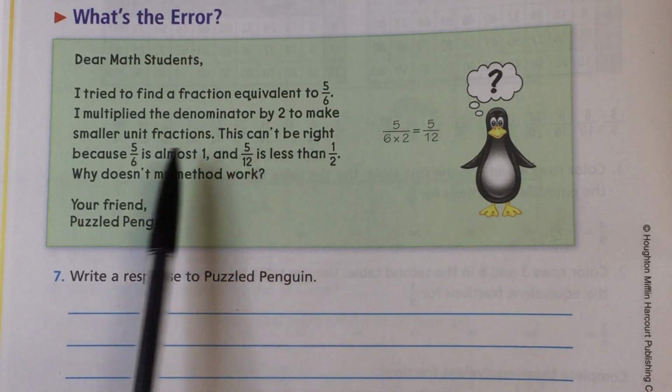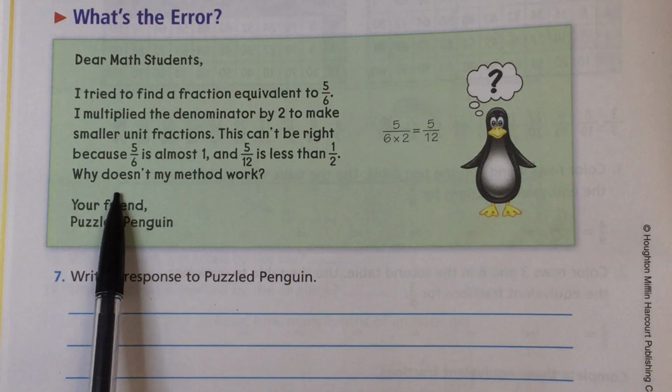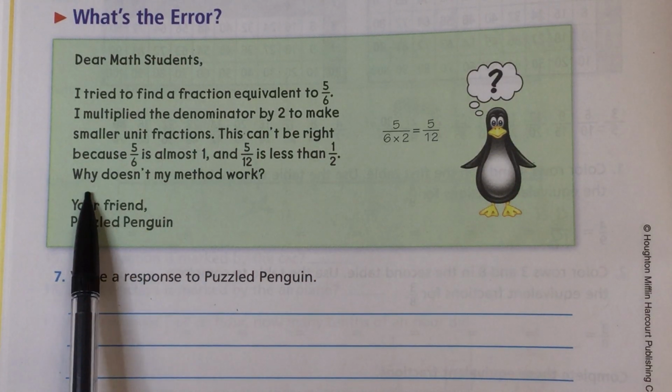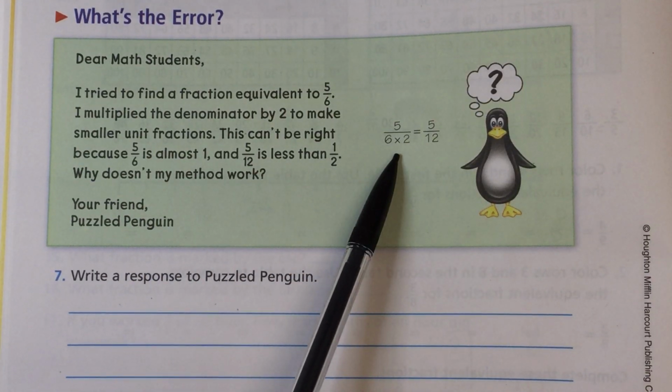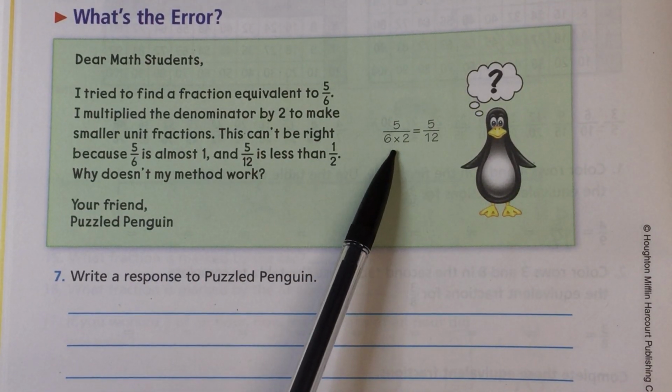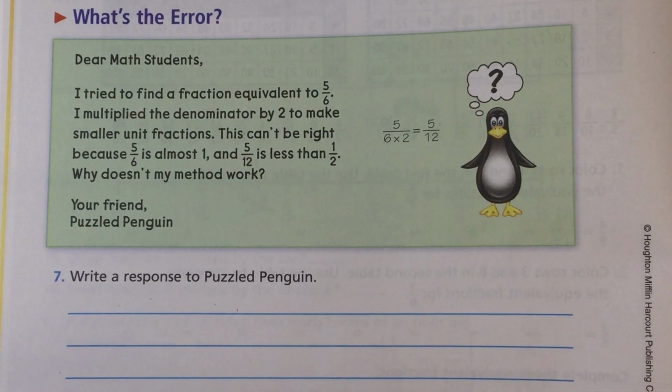I really like the way he's thinking: wait a second, 5/6 and 1/2 cannot be equivalent. He's thinking about, does that make sense? Is my answer reasonable? Why doesn't my method work? Hopefully, 5th graders, you're able to see that he only multiplied what? He only multiplied the denominator. He forgot to multiply the numerator.